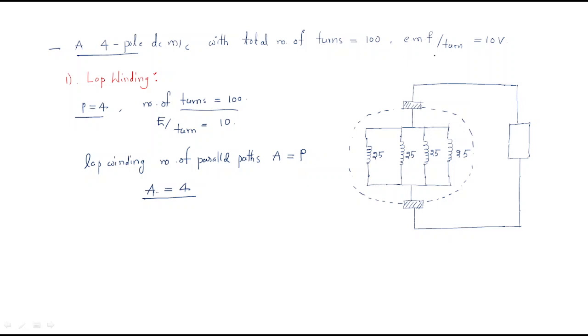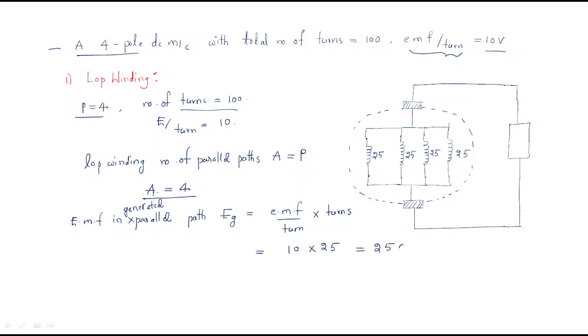The given EMF per turn is 10. So we can write the EMF generated in one parallel path, EG. We have 25 turns, so how can we write it? EMF per turn into number of turns. EMF per turn is 10 and the number of turns is 25. Therefore, the total generated EMF will be 250.